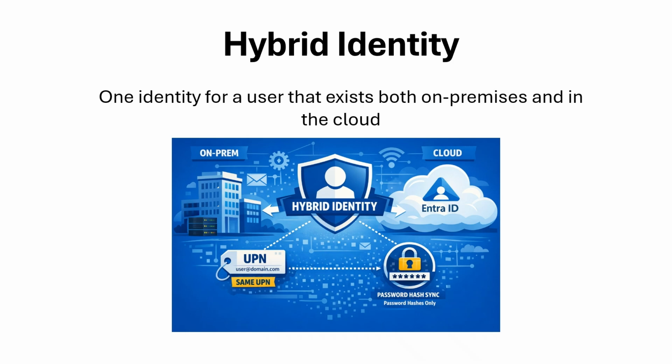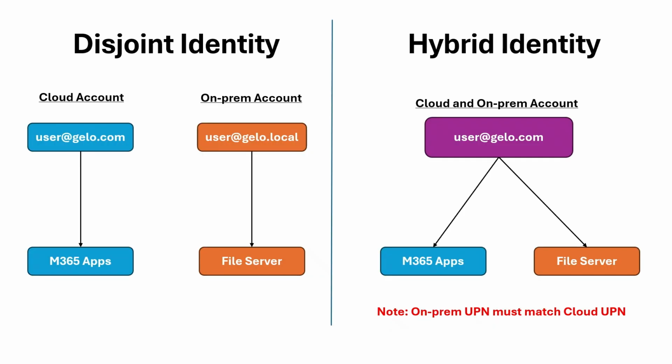Hybrid identity sounds simple, but most people misunderstand it. At its core, hybrid identity means one identity for a user that exists both on premise and in the cloud. Not two accounts, not loosely connected profiles, one identity. That means a user signs in once and that identity works across your entire environment.